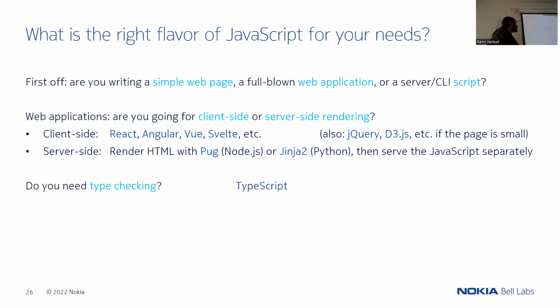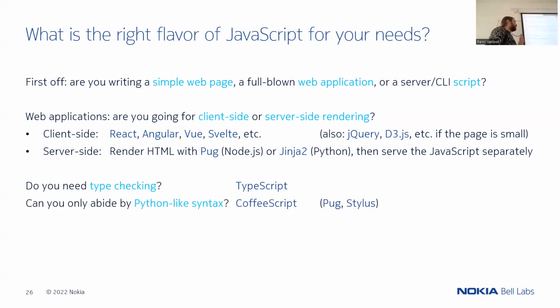And then other questions you just ask yourself. Do you need type checking? Can you only abide by Python style syntax? So I mentioned CoffeeScript if you want indentation for your blocks, because that's what you're used to, which I can completely understand. Pug uses the same format if you're doing your HTML, and Stylus uses the same format for your CSS. So if you only want indentation-based blocks, you can actually do everything with those three languages. Because I know some people like that.